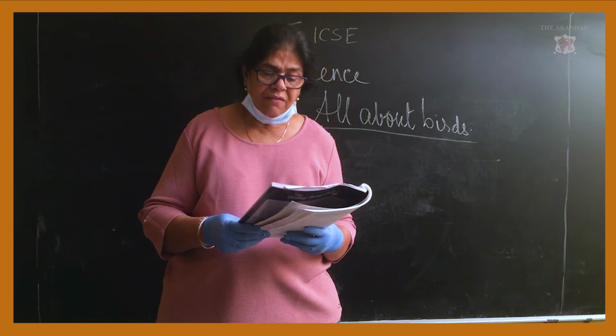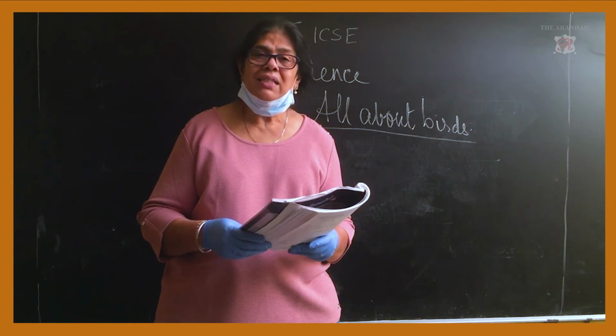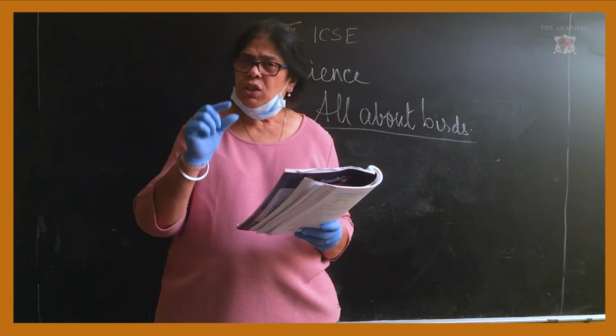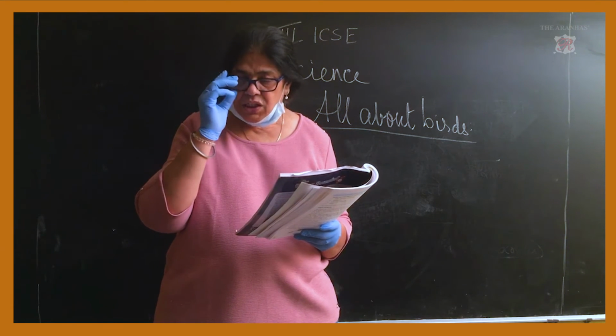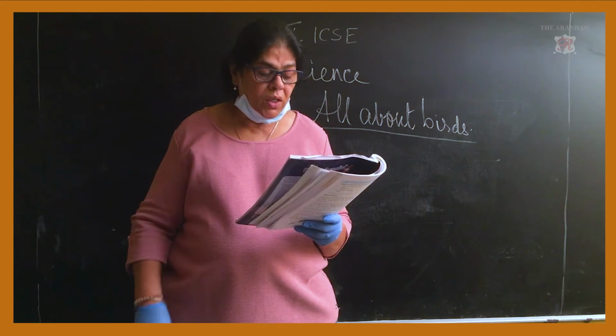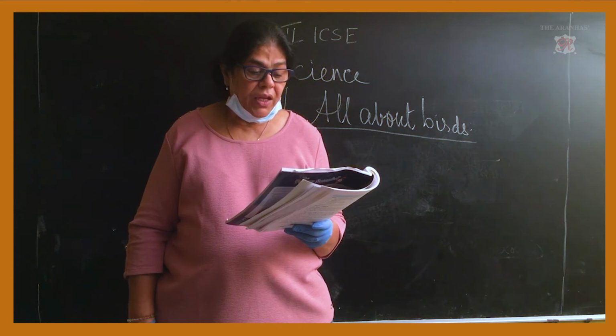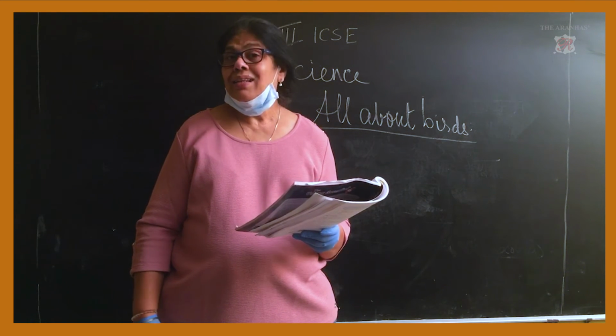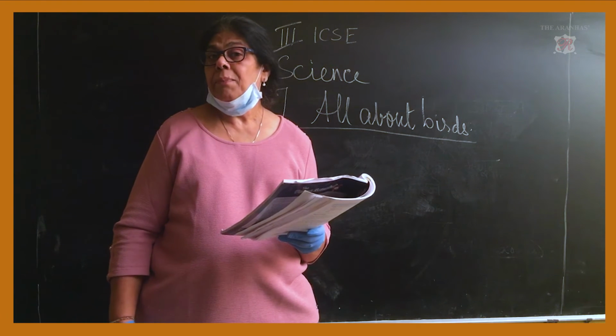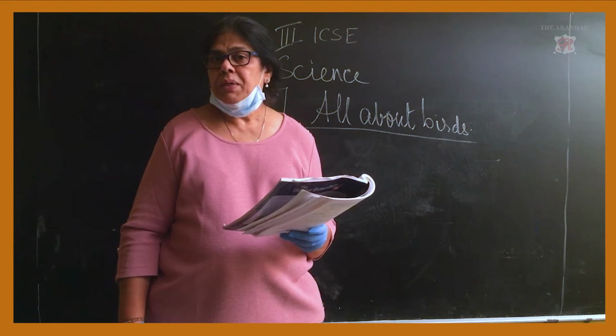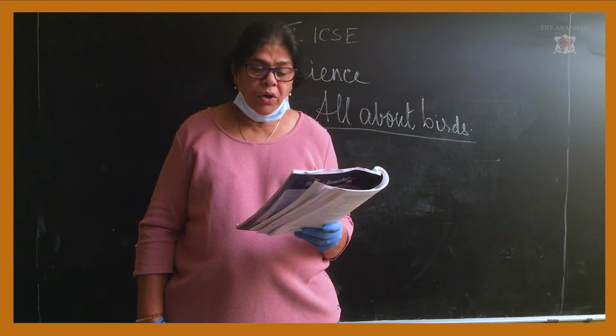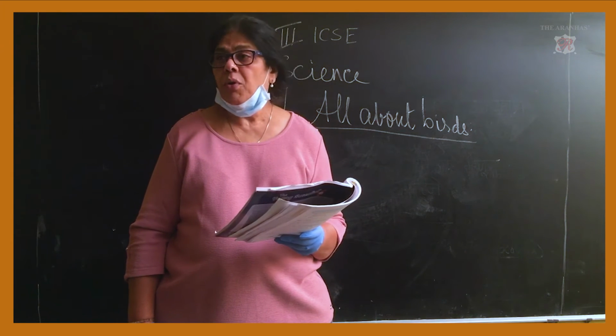The smaller and fluffier feathers are known as down feathers. They are very soft and fluffy. They grow close to the skin, and the down feathers are there to keep the bird's body warm. The last one is called the body feathers.